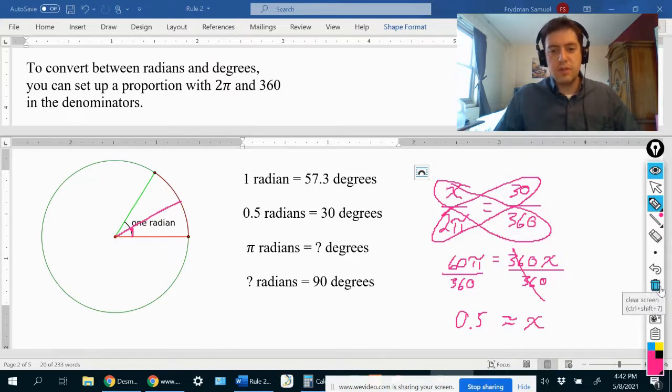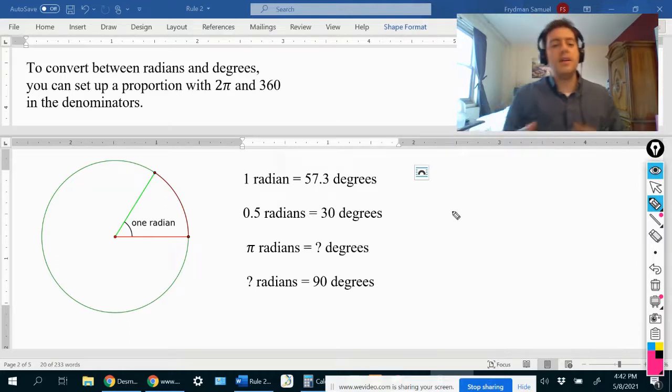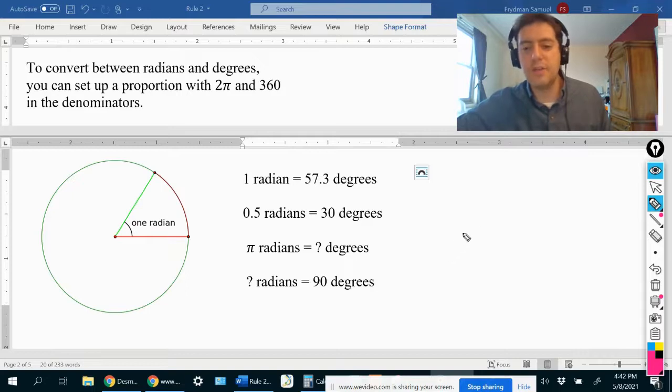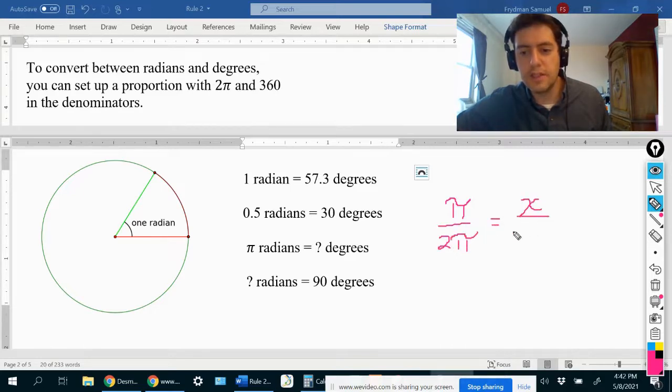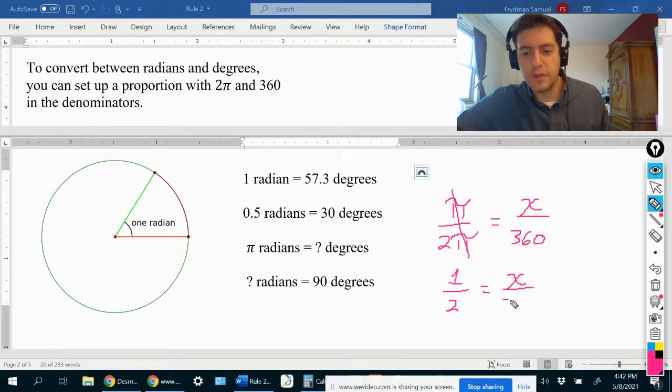All right, let's do a couple more. For this one, pi radians is equal to how many degrees? So pi is 3.14 and so on. So a little bit more than 3 radians, okay? Pi radians, how many degrees would that be? So we'll do pi over 2 pi equals x over 360, since we're looking for the degrees now. Now the pi and the 2 pi cancel out immediately. So I could rewrite this whole proportion as 1 over 2 is equal to x over 360.